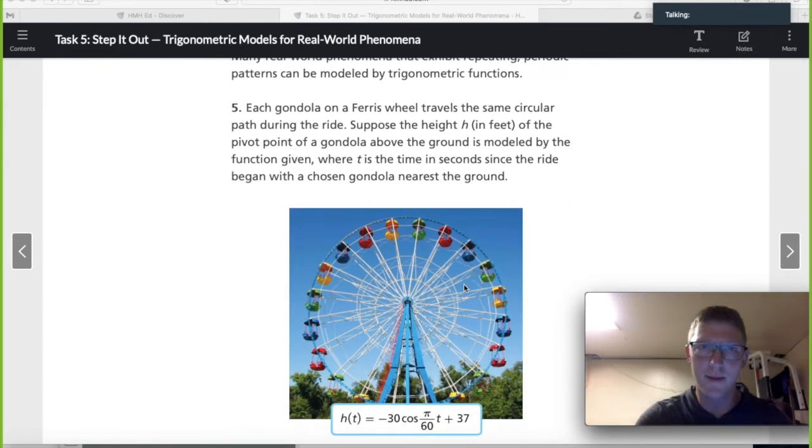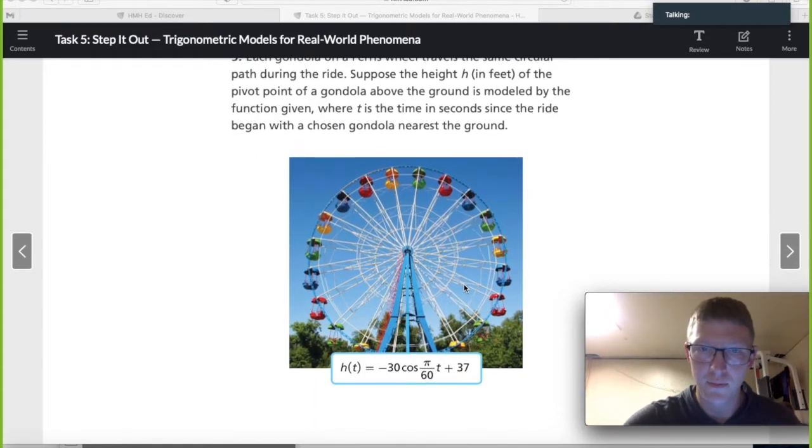So, what do we got? Each gondola on a Ferris wheel travels at the same circular path during the ride. Suppose the height h in feet of the pivot point of the gondola above the ground is modeled by the function given. There it is.